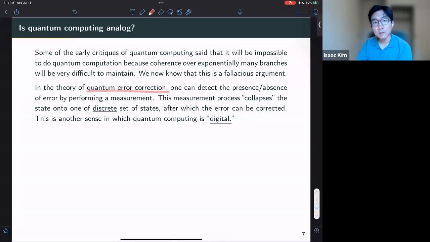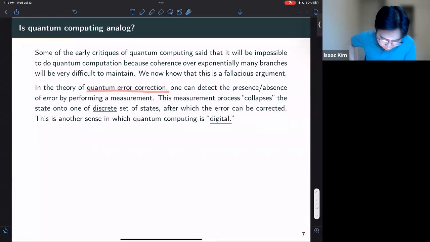But we know that we have a theory now which tells us that it is possible to correct unwanted errors. And when you look at how quantum error correction works, what you do is that you check whether there is an error or not. And this measurement process collapses the wave function, but not in a complete way. So it's not like you measured your entire wave function.